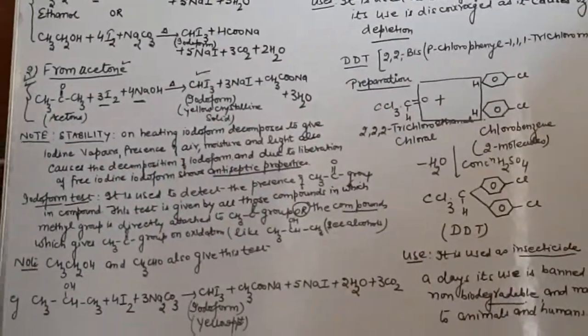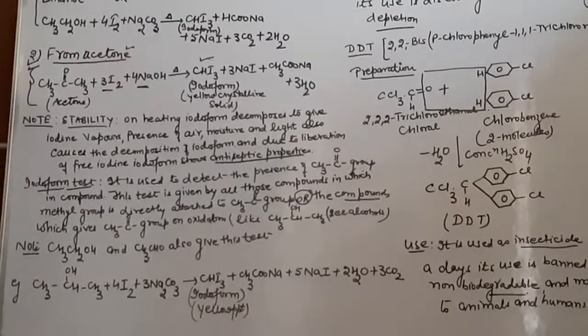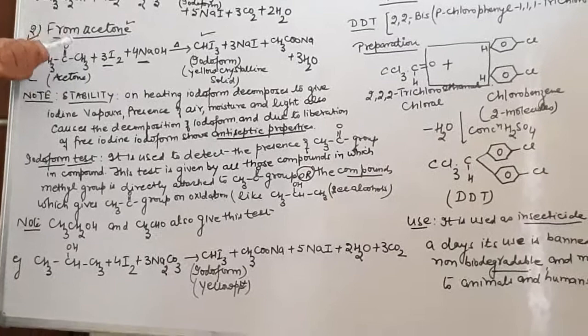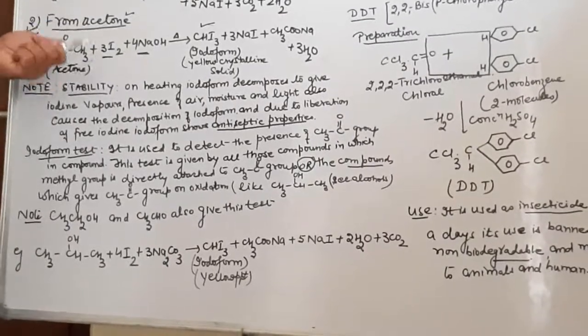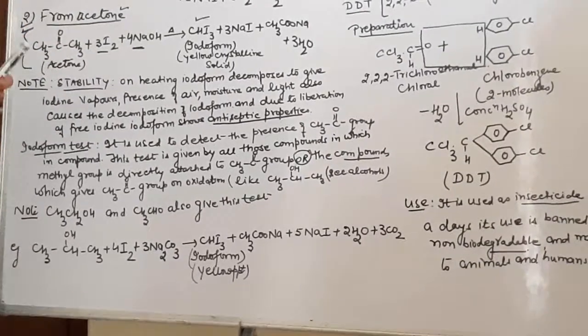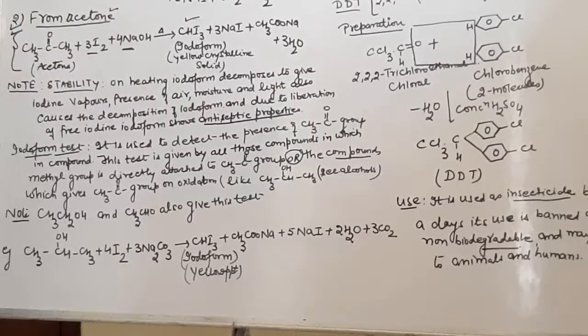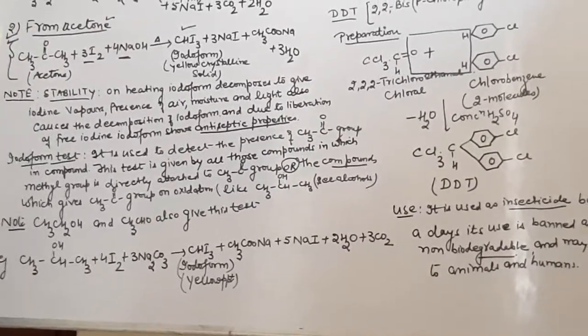Now, regarding the physical and chemical properties of iodoform, they are almost parallel to those of chloroform. The only difference is that instead of CHCl3, you have to write CHI3. But what else from iodoform can be asked in the board examination? Chemical properties are similar to those of chloroform.